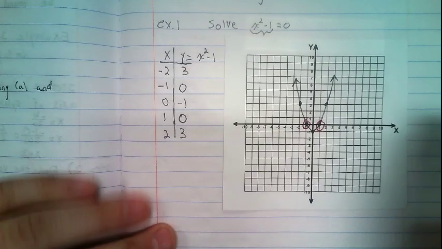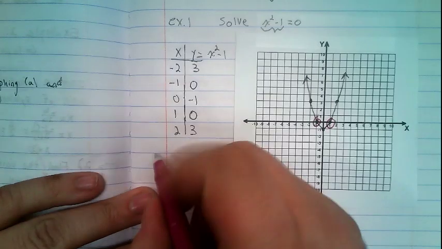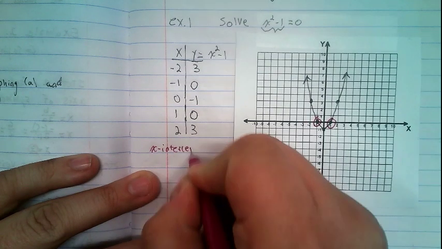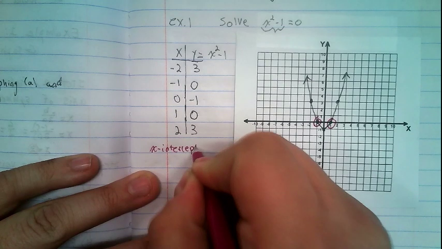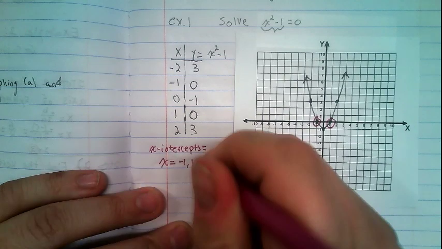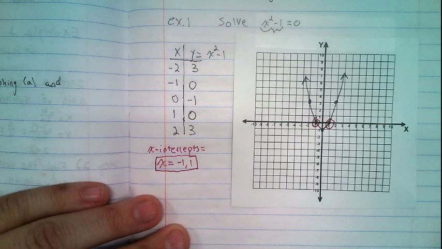So the solution for this one, which are the x-intercepts, let's write it down here, x-intercepts are x equals negative 1 and positive 1. So those are my solutions.